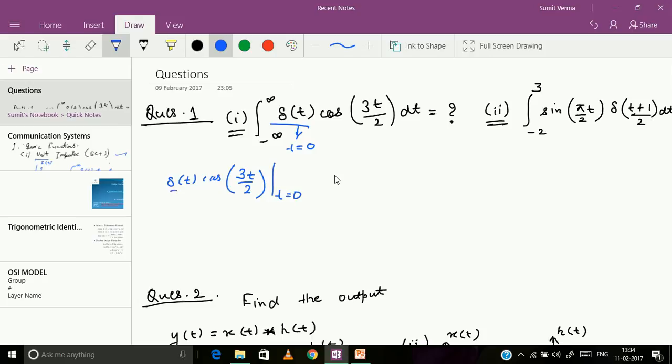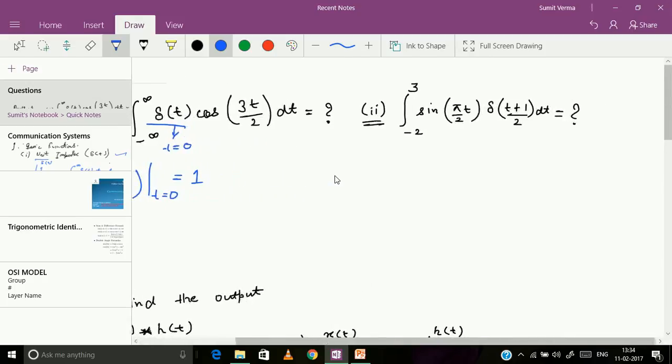Del t, as you know, has an area of 1, so this will give an area of 1, and if you put t equal to 0 here, cos 0 is 1. So this value is 1, and the value of this integral is 1. This is the solution to the first part. Here we are just using the property of del t, how del t limits the signal to t equal to 0 only.